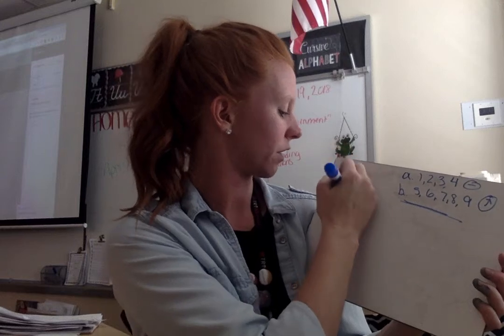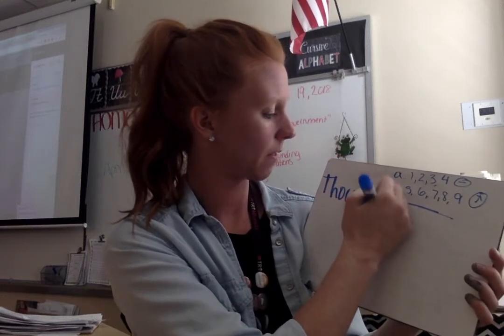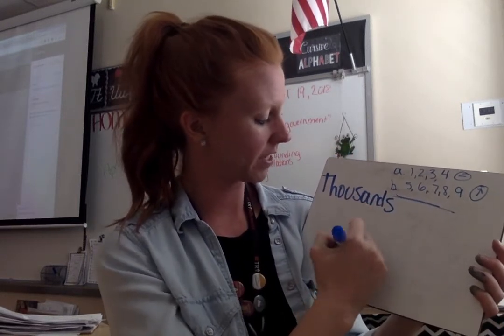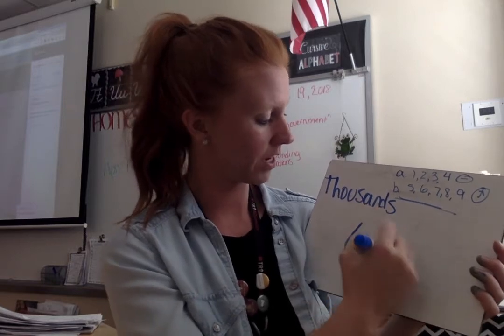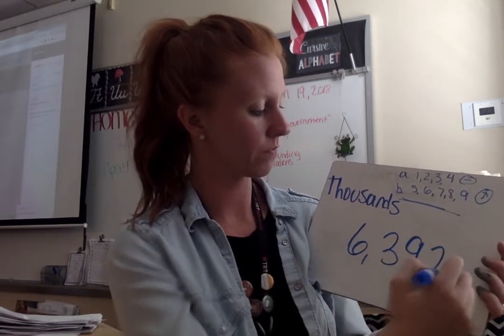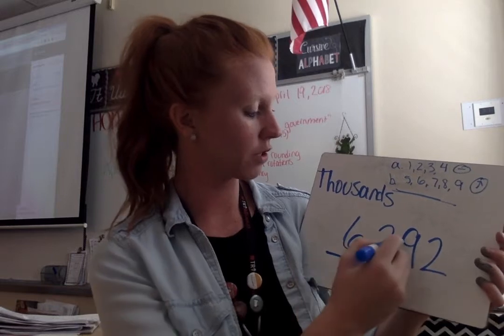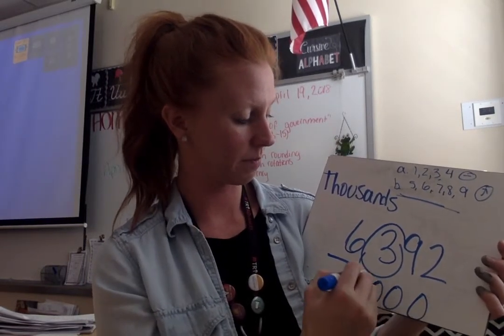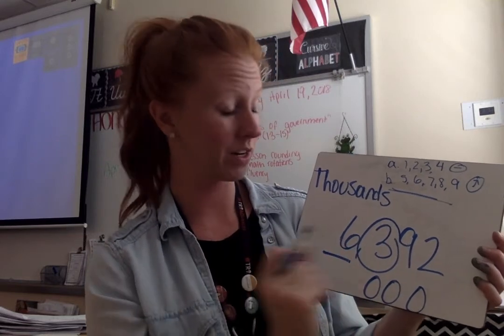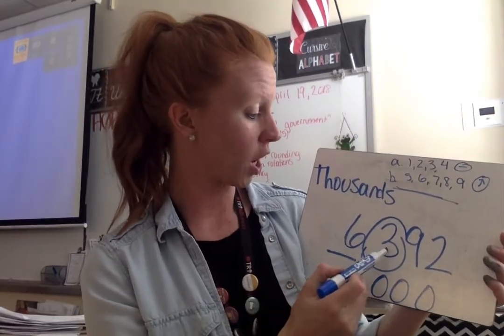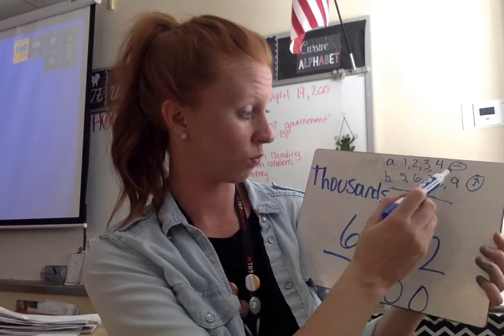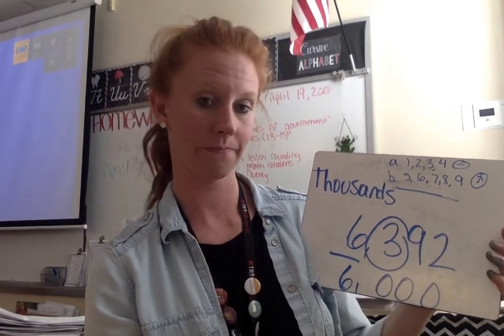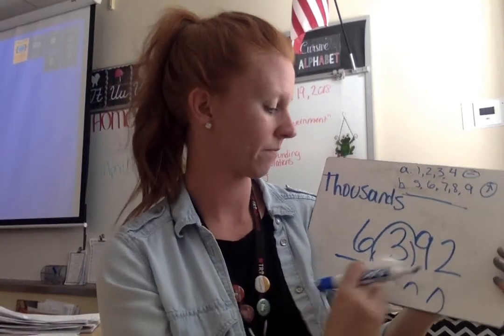The same goes with the thousands place. Say we're rounding to the nearest thousands. I'm going to have 6,392. Underline where you're rounding to. Circle the next number. Everything that's circled and after it is going to be 0. The 3 is the boss. The 3 is going to tell the 6 to rest. So we have 6,000.